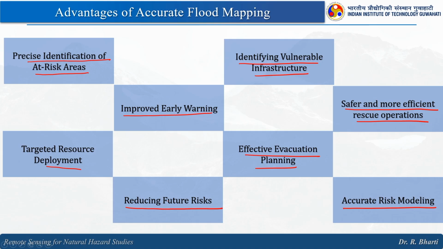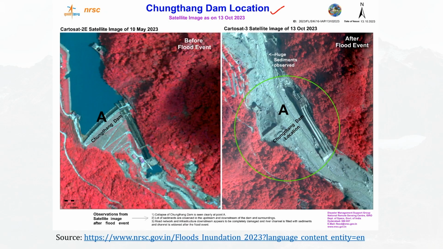So when we have accurate flood forecasting, it has multiple uses. Here is one example from the Chungthang Dam location. This is the Chungthang Dam. This is from NRSC. Here you can see that this particular map and the details are available. I am just trying to introduce what remote sensing can do, how remote sensing can help, right, in this aspect.